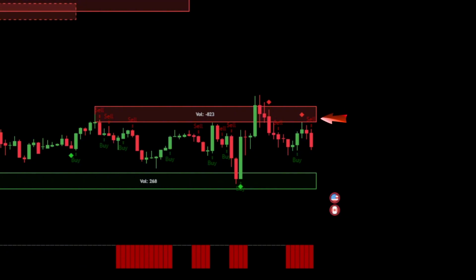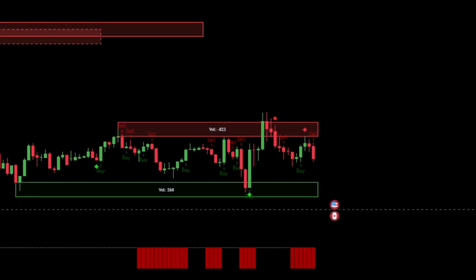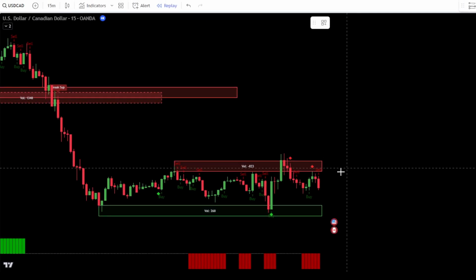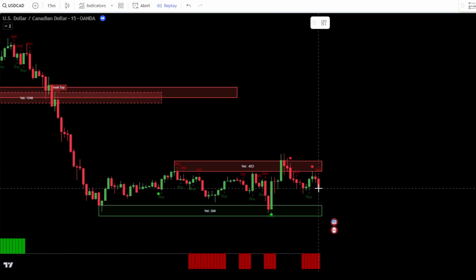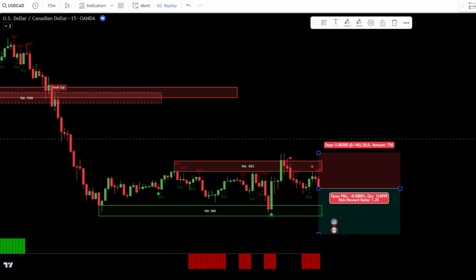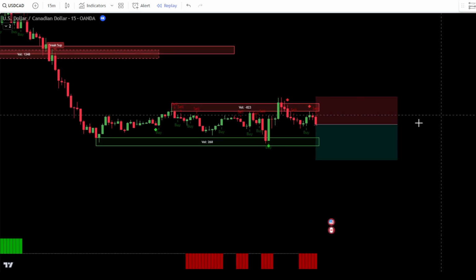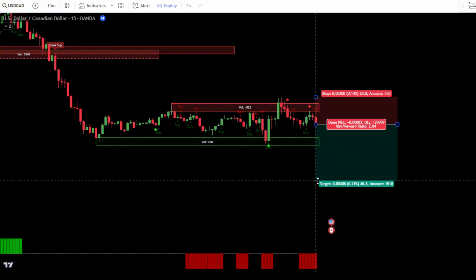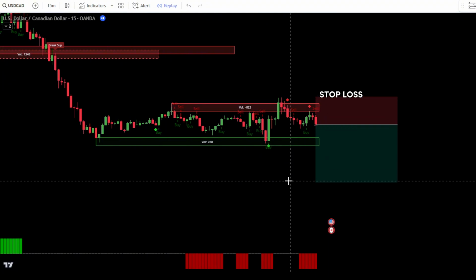Then, wait for a sell signal to appear from the EMA Scalper indicator. Confirm that the candlestick formed is a bearish candlestick. If all conditions are met, you can place a sell order after the bearish candlestick has closed. Place your stop loss at the most recent high. Set your take profit target using a risk-reward ratio of 1 to 2.